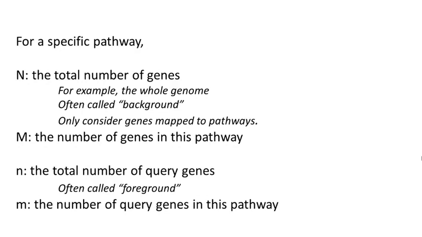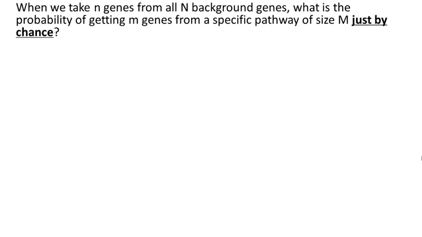Now, out of all big N genes in the genome, big M genes belong to this pathway. Out of all small n genes from your previous experiment, small m genes belong to this pathway. Is this pathway special for your experiment? How do we define special? In statistics, this question is often looked at from the opposite angle. When we take small n genes from all big N background genes, what is the probability of getting small m genes from a specific pathway of size big M just by chance?